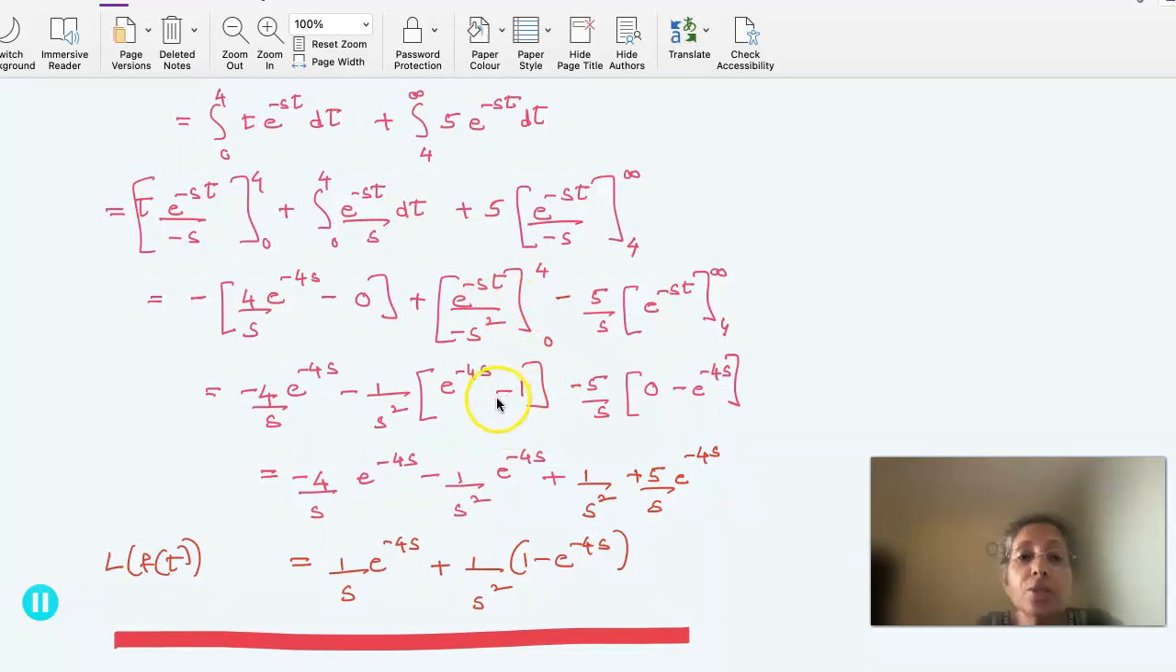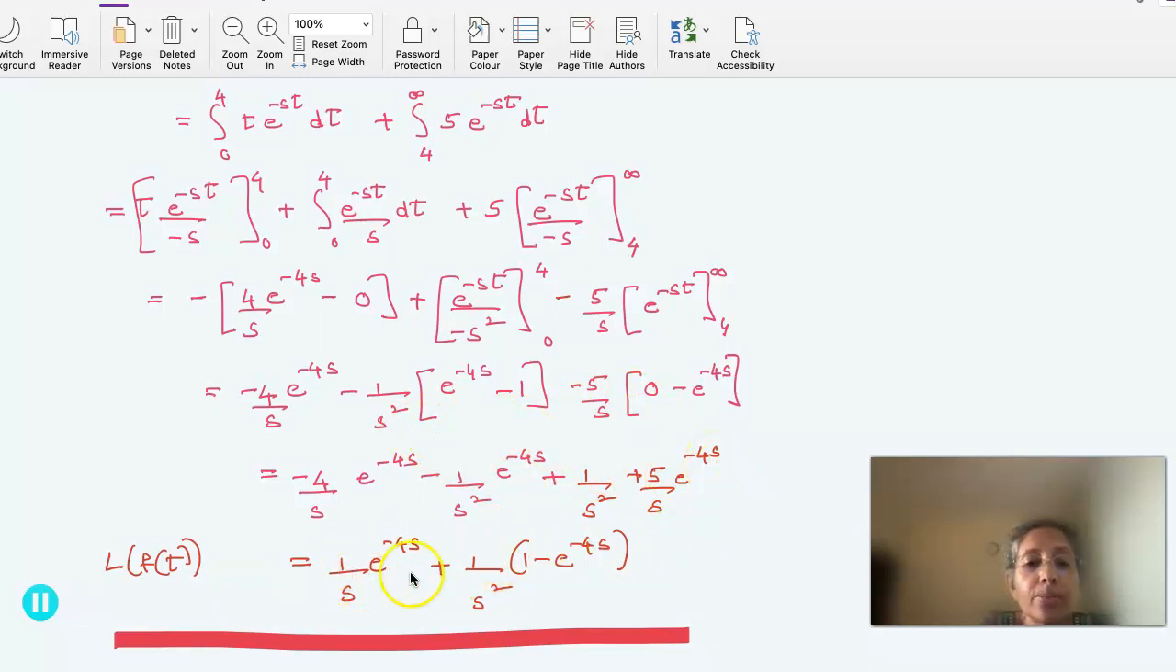A common mistake which students make is they'll put this as 0. But remember that e raised to 0 is 1. Minus 5 by s, 1 by infinity is 0. So 0 minus e raised to minus 4s. That will be minus 4 by s e raised to minus 4s, minus, open the bracket, minus 1 by s squared e raised to minus 4s plus 1 by s squared, minus, plus 5 by s e raised to minus 4s.